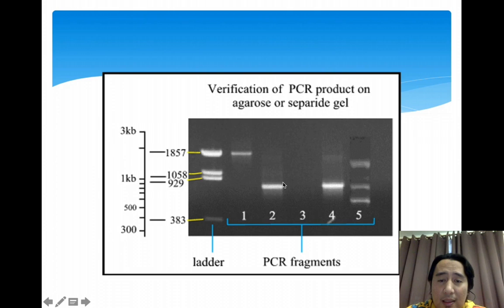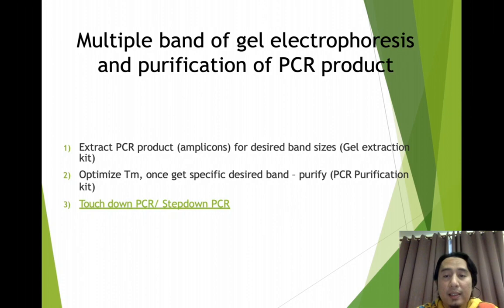So we cut this band. Then it will be purified using a kit. There is a specific kit to purify a PCR product, so that we can remove DNA polymerase, remove all the buffers and magnesium ion, and remove the primers from the PCR product. When we remove everything, we can get a pure PCR product. Okay, so this is the kit that they use.